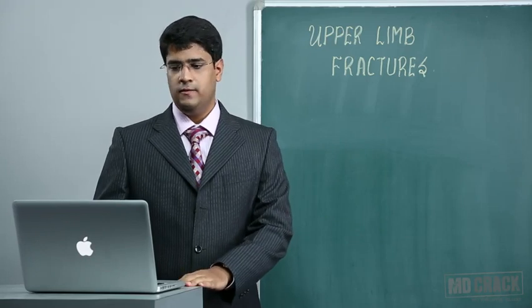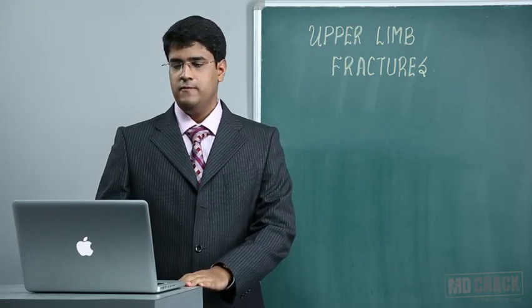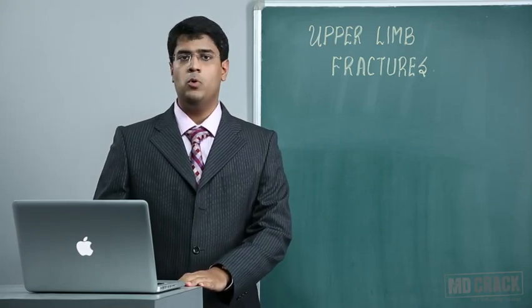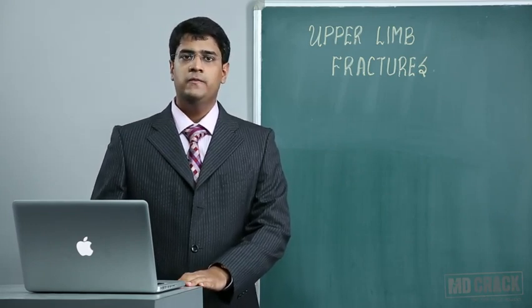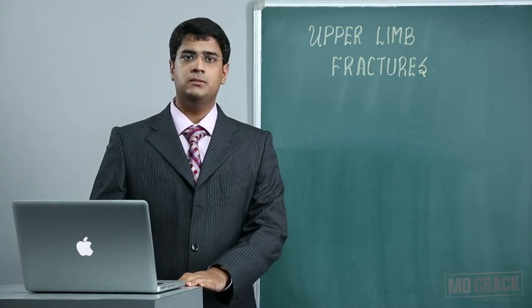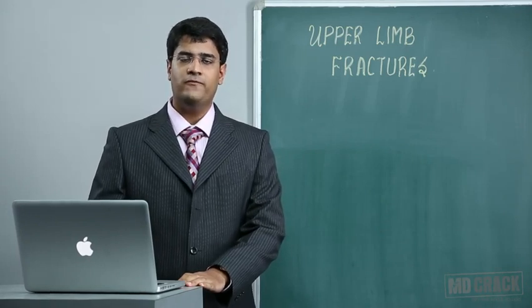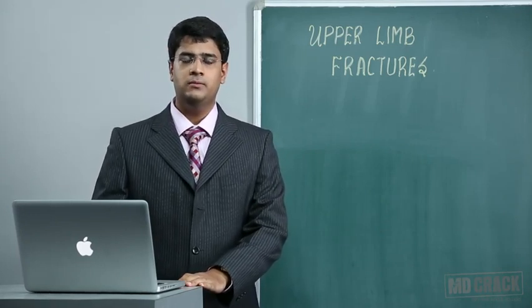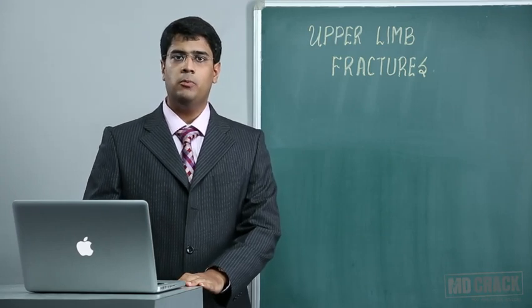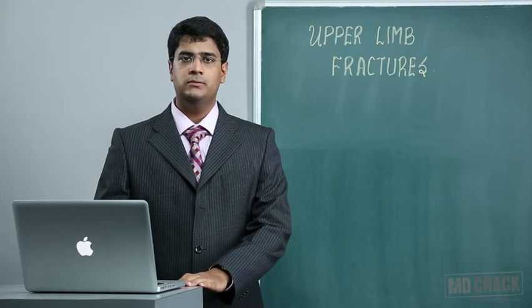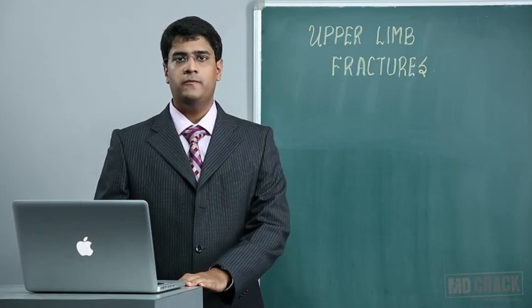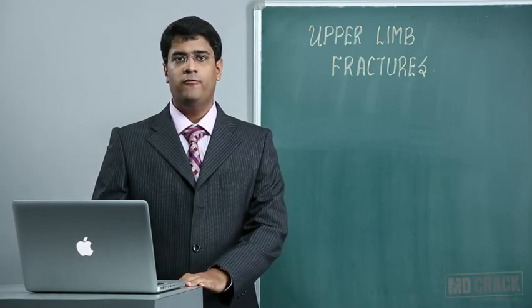So students, we come to the end of this fracture session and have spoken about the upper limb fractures. We have discussed fractures in general, what fractures are, and their classification. Then we have spoken about the Colles fracture, the clavicle fracture, the supracondylar fracture of the humerus, and the forearm fractures.